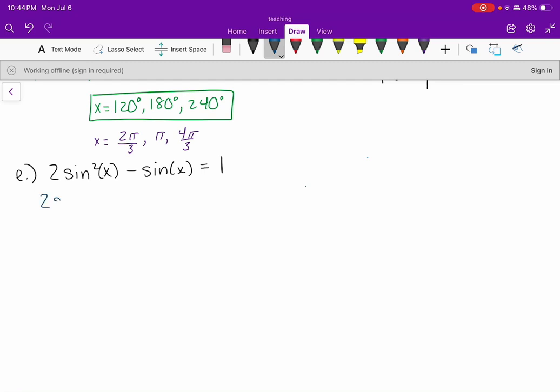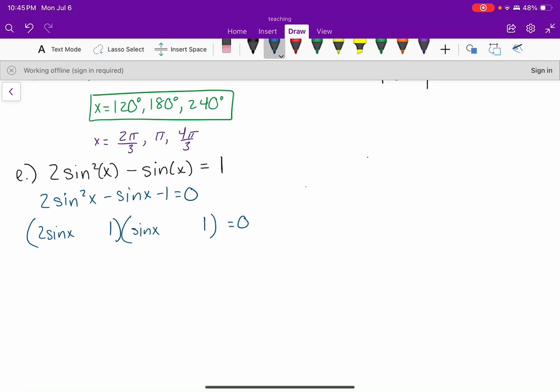All right, so I'm going to move that to 2 sine squared x minus sine x minus 1 equals 0. Again, you're welcome to let that trig function be something else temporarily. I'm not going to worry about it on just this one. So I'm just going to go straight into factoring. So I have trinomials. So I have 2 sine x and sine x. I have 1 and 1.